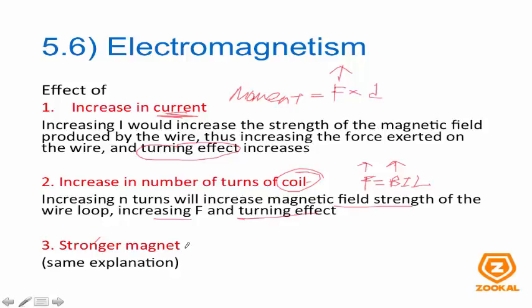For a stronger magnet, again it increases the magnetic field. So increase B, which increases F, which then increases moments. So basically, remember that current, number of turns, and the strength of the magnet increase the magnetic field strength, which increases the force, and then increases the moment or the turning effect created by the coil.